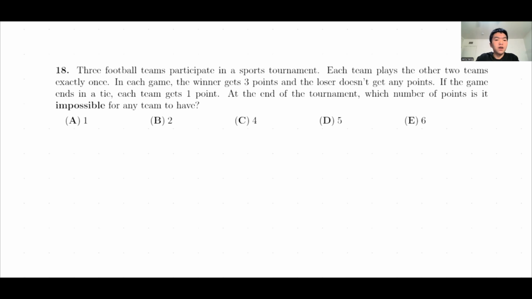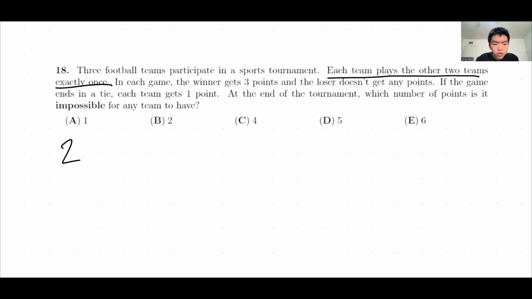Question number 18. 3 football teams participate in a sports tournament. Each team plays the other 2 teams exactly once. In each game, the winner gets 3 points and the loser doesn't get any points. If the game ends in a tie, each team gets 1 point. At the end of the tournament, which number of points is impossible for any team to have? So because each team plays the other 2 teams exactly once, we know we only have 2 games for each team. So you have to get to these numbers in 2 games, or you can only add 2 different numbers.